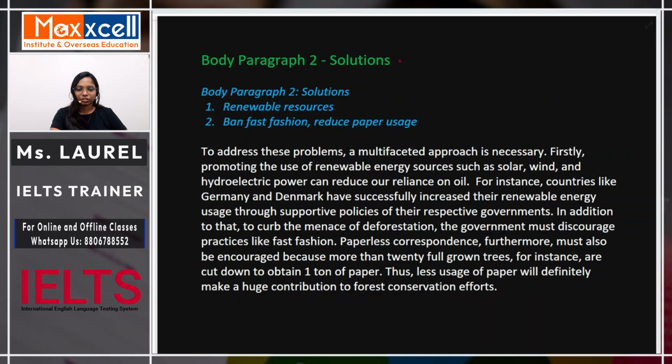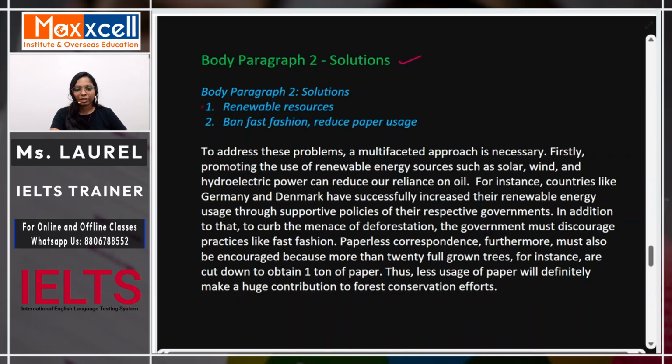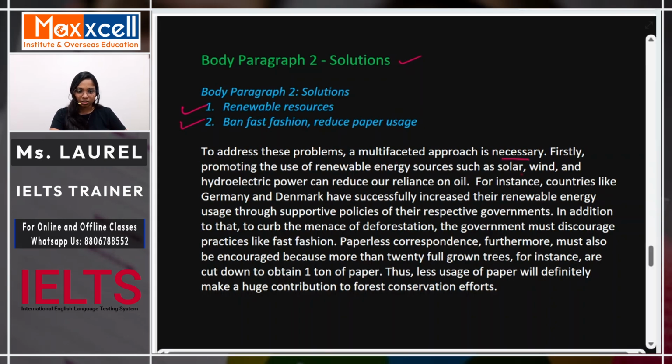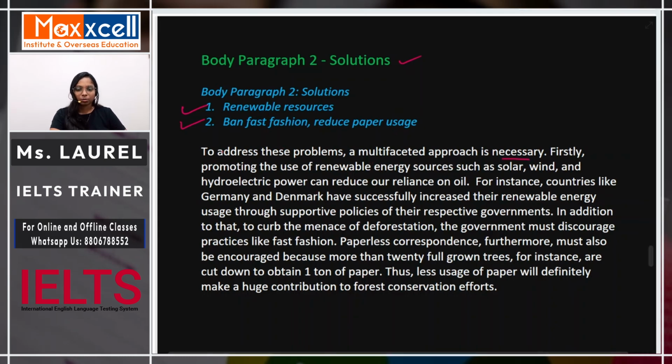Paragraph 2 is dedicated to the solutions, and the two solutions that we have come up with are renewable resources, and we have taken the other solution as banning fast fashion and reducing paper usage. So let's discuss these problems in this particular paragraph and how we are going to face these problems. To address these problems, a multifaceted approach is necessary. So now, how are we going to start this paragraph? We are starting with a general statement. Then we are going to come to each solution.